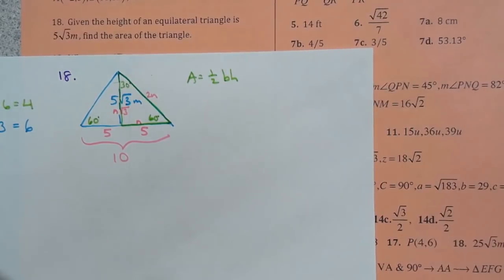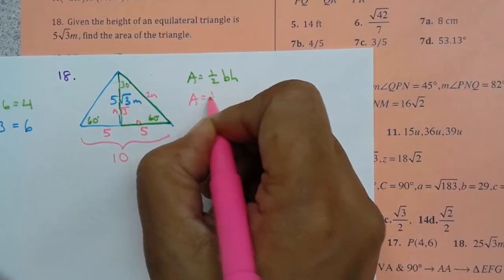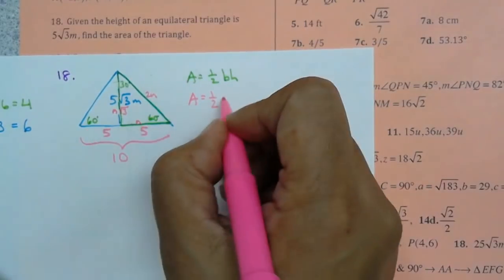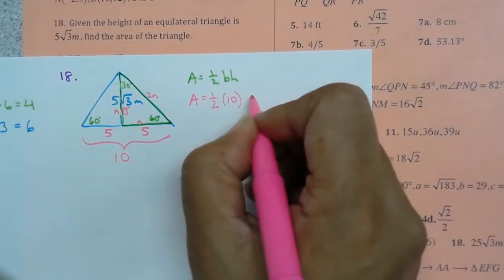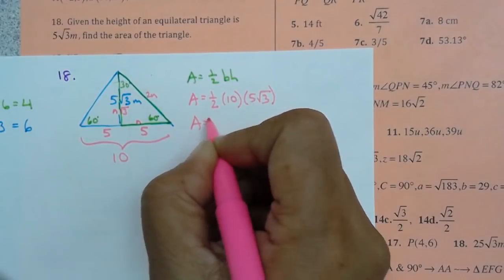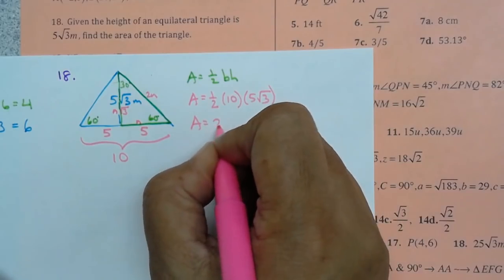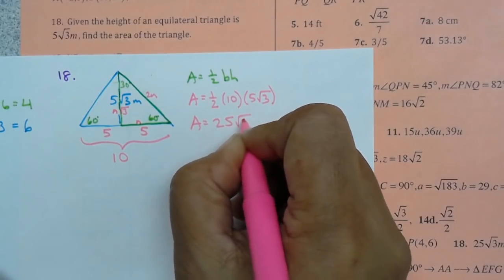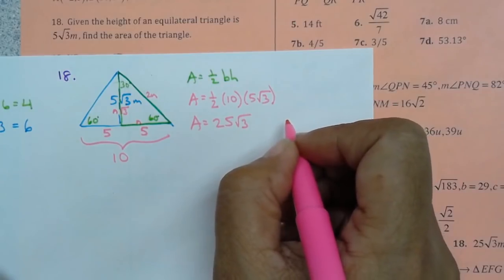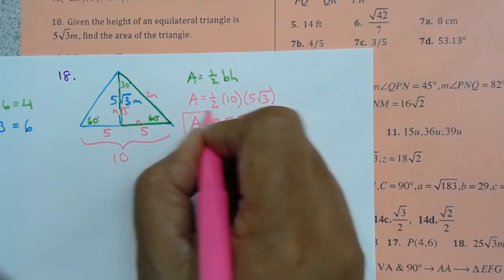All right, so now we're ready to find the area. So the area equals 1/2 base, which is 10, times the height, which is 5 root 3. So we have 1/2 times 10 is 5, and 5 times 5 is 25 root 3. And this is in meters, so it's meters squared. Remember that area is square units.